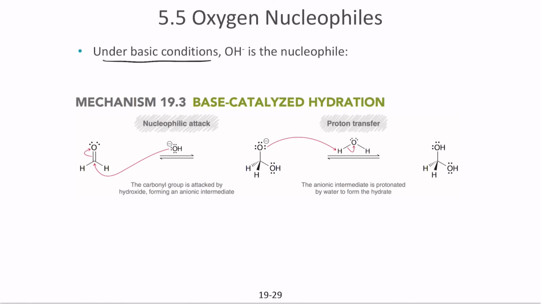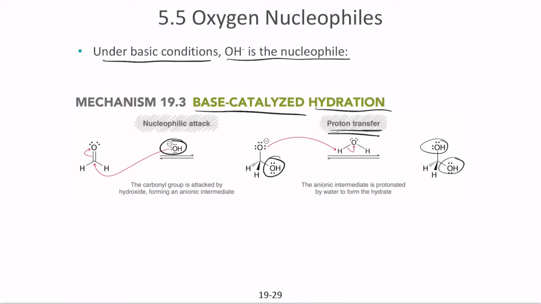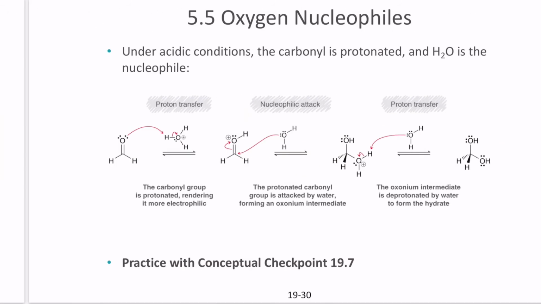Under basic conditions, OH minus is a nucleophile. OH minus attacks the carbon, attaches to form the O minus group, and finally undergoes proton transfer and creates the two OH groups that you have. So remember that this is a base-catalyzed reaction. Why is it base catalyzed? Because there is first nucleophilic attack and then there is proton transfer. That's the reason why it's the base-catalyzed hydration.